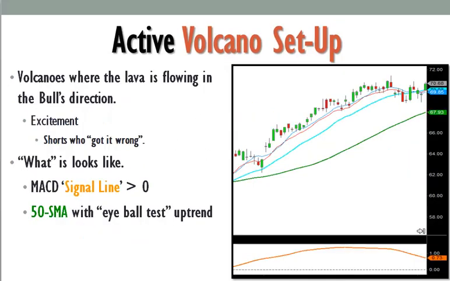And then the next one is going to be the active volcano setup. So as the word implies, this is the one where the lava is flowing and everything is going in the bull's direction.